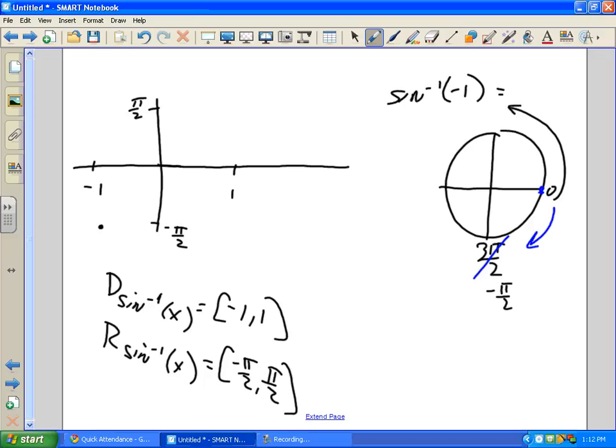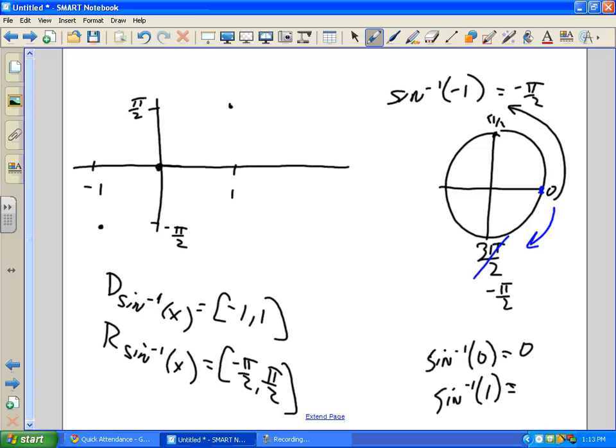Let's look at 0. If I say this is -π/2, and I say the inverse sine of 0, what angle has a sine value of 0? 0. So that's right here. And the last one we'll do is, what angle has a sine value of 1? π/2. That's up here at π/2.